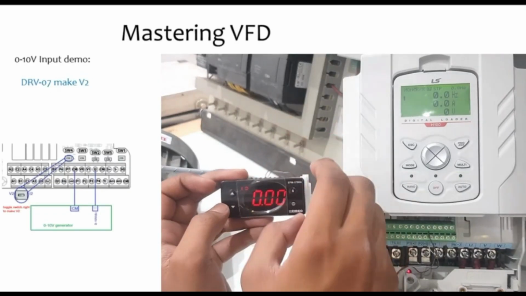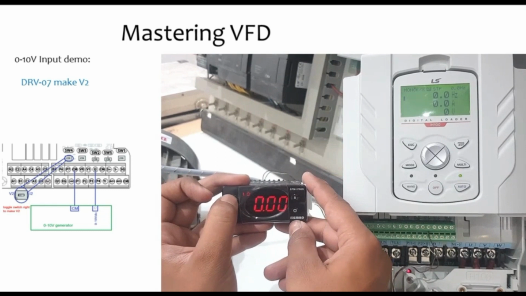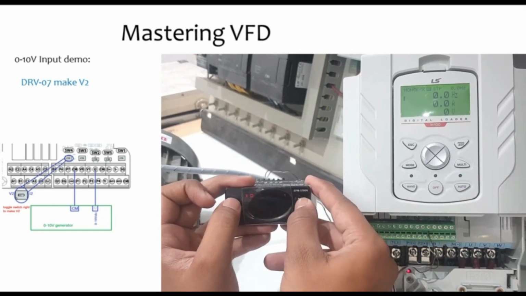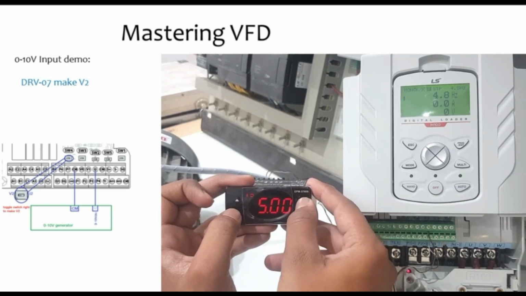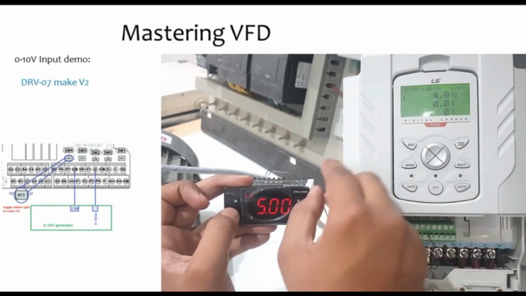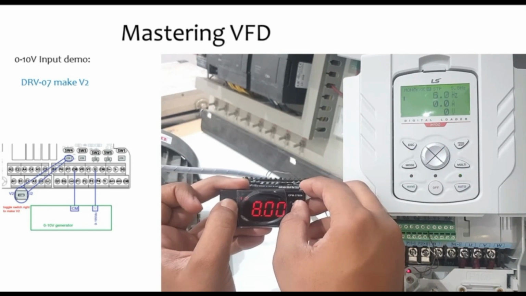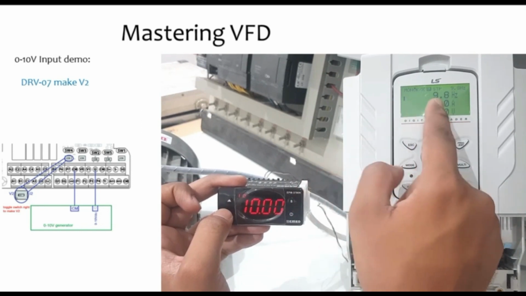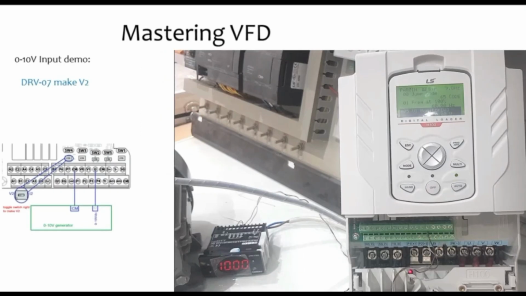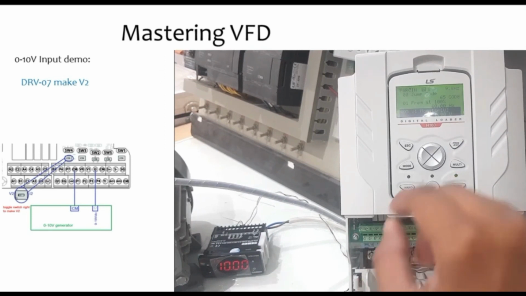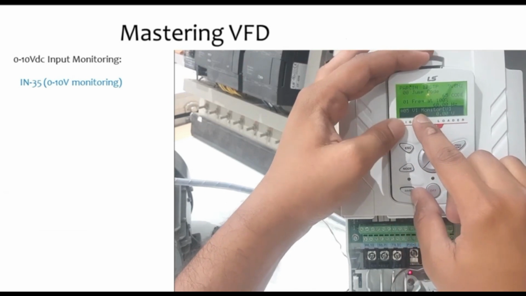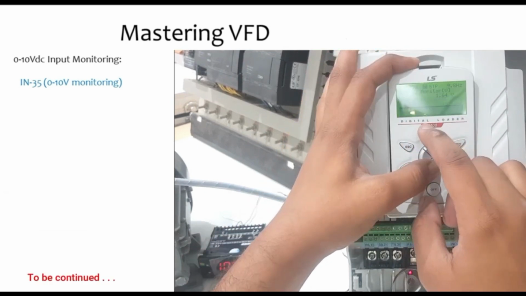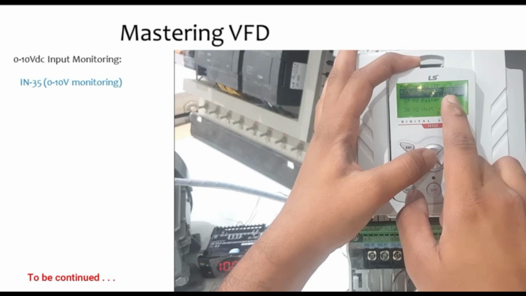Now I adjusted the scale for this one, and let's test it. I'll press set and make it 5, so it's followed here. I press set again, make it 10, so it's followed here. So here you can go and see on V2 what the monitored voltage is.